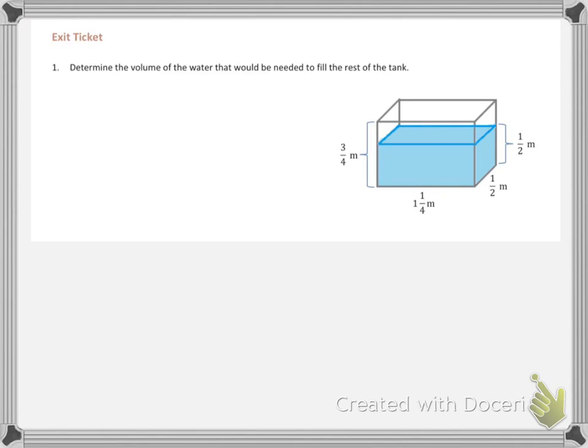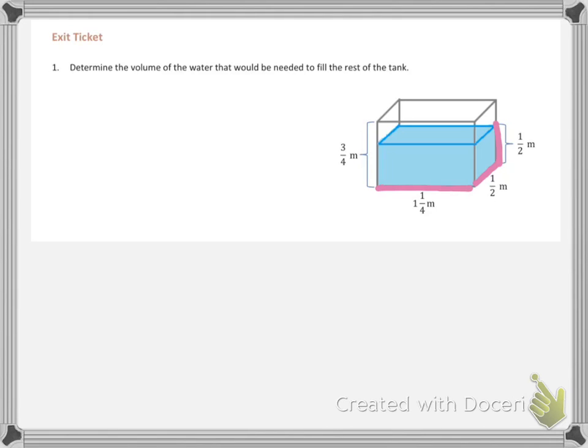Remember, the dimensions that they give you here are enough to find the volume of the water. Look, you can see length of the water, width of the water, and height of the water. But we don't want the volume of the water. We want the volume of the empty space above the water.